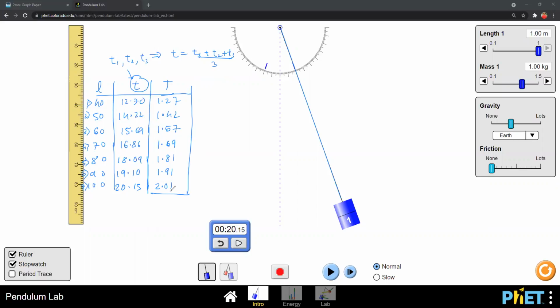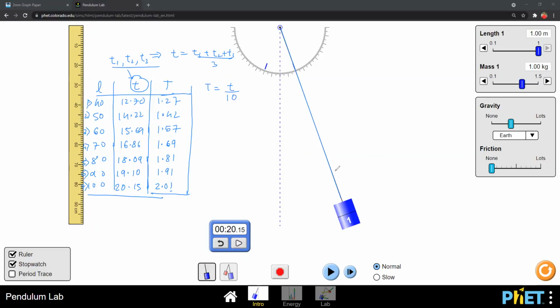The second decimal can be a problem depending upon the readings that you take. So you have to take it 3 times for each length, and then take an average and take the time for one oscillation. So T is calculated by dividing by 10. So you get the time for one oscillation. Now what we have to do is to plot a graph.